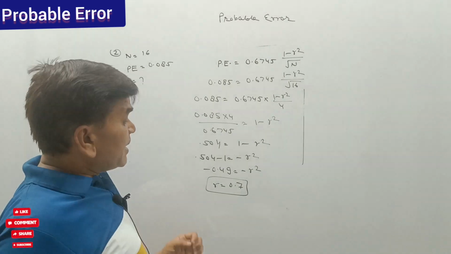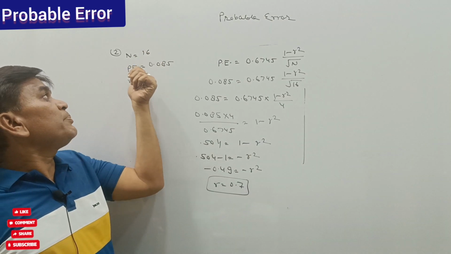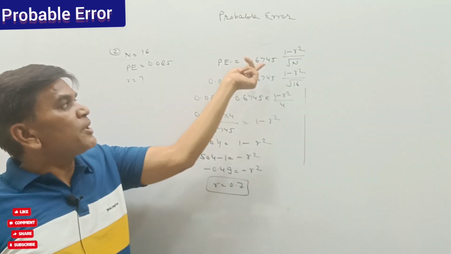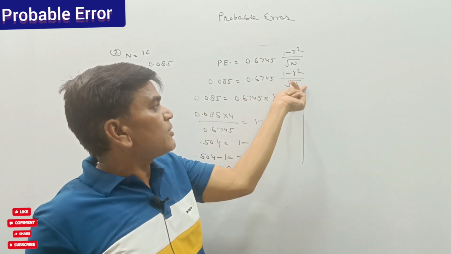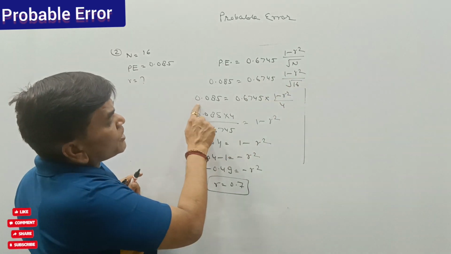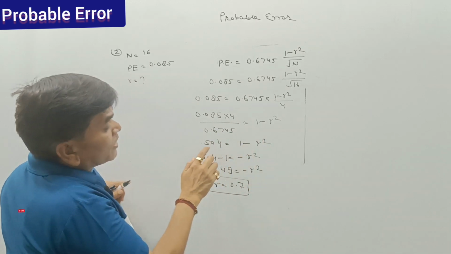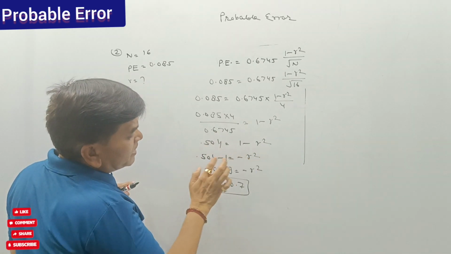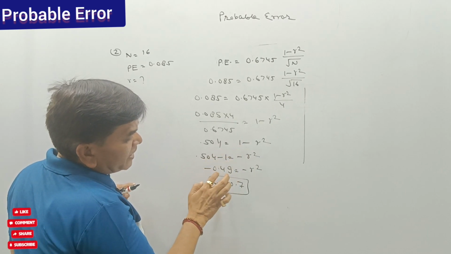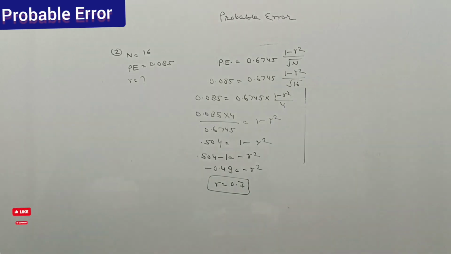Now, whether r is significant or not: first, we have n equal to 16 and PE equal to 0.085. We put the values in 0.085 equals 0.6745 times (1 minus r square) under root 16. The value of under root 16 is 4. So we get 0.085 multiplied by 4 divided by 0.6745, that is 1 minus r square. Here it will be negative, so minus 0.49 is minus r square. So the value of r is approximately 0.7.